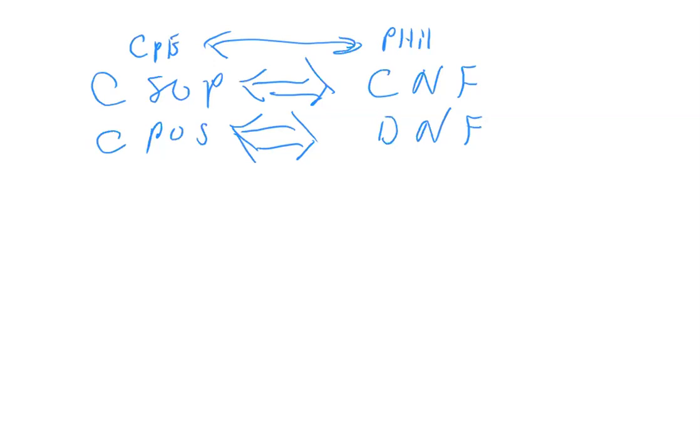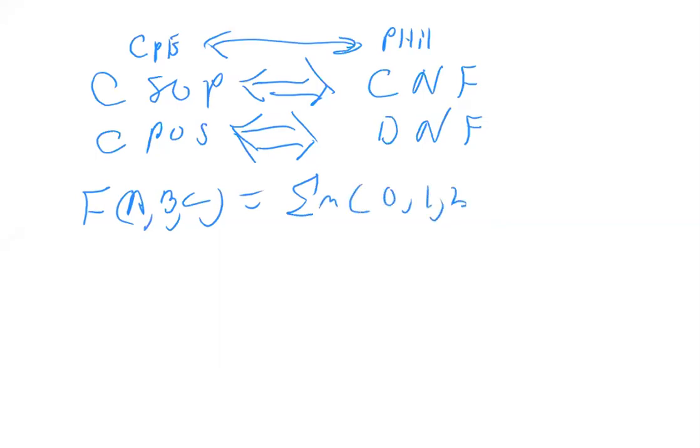Let's do another example. F of A, B, C equals sigma M 0, 1, 2. Find the canonical product of sums. Someone want to take a stab at that one?